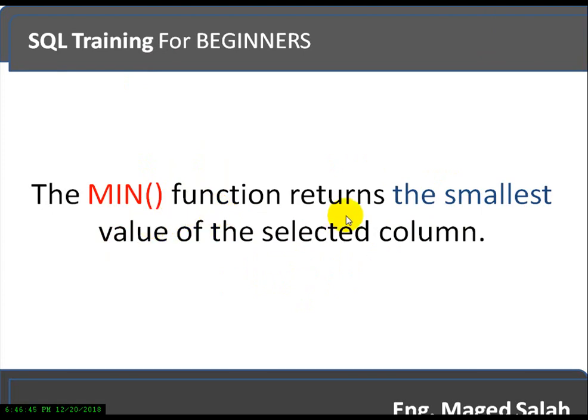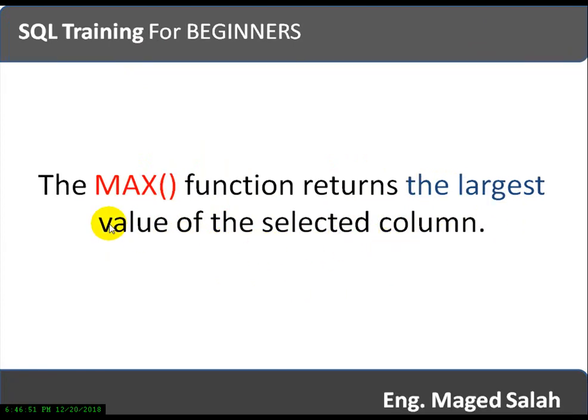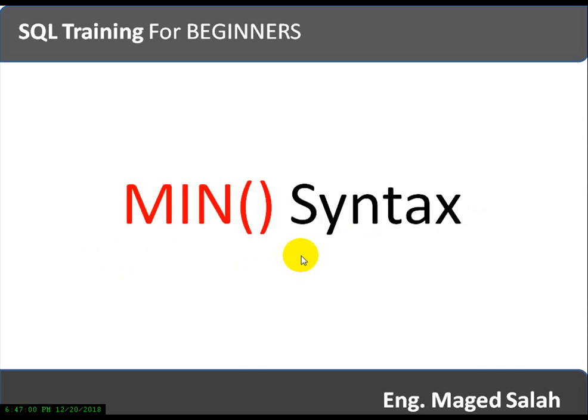The minimum function returns the smallest value of the selected columns. The maximum function returns the largest value of the selected columns.